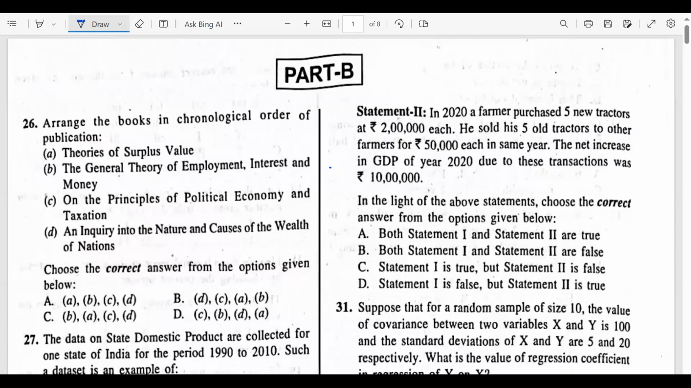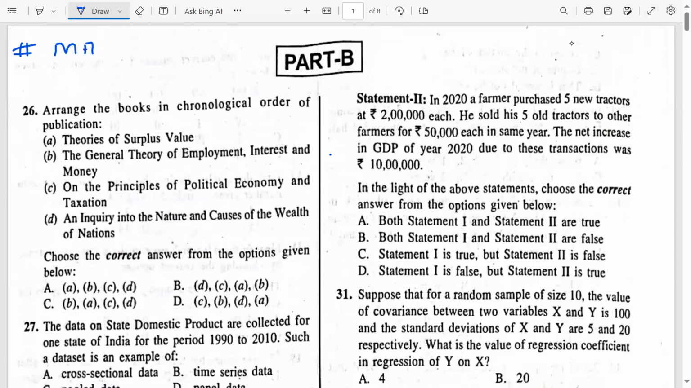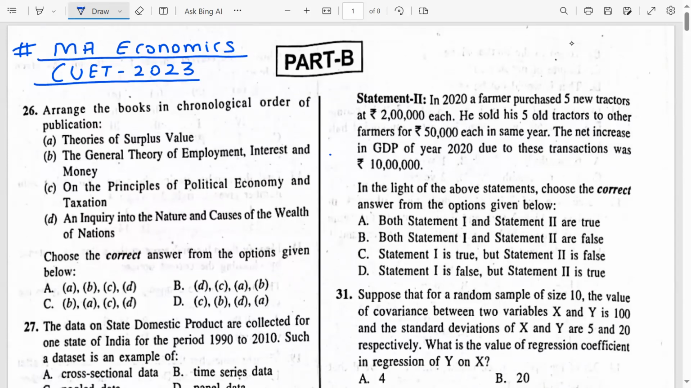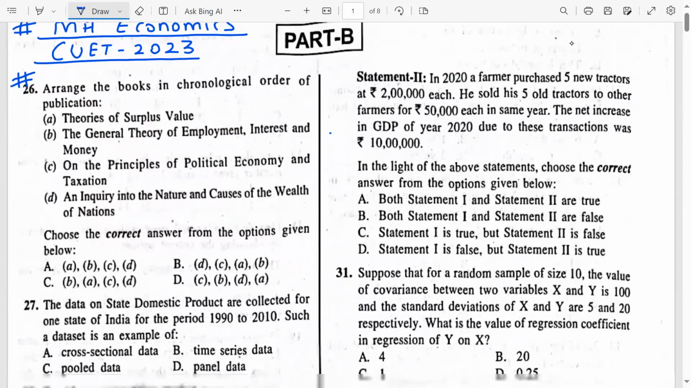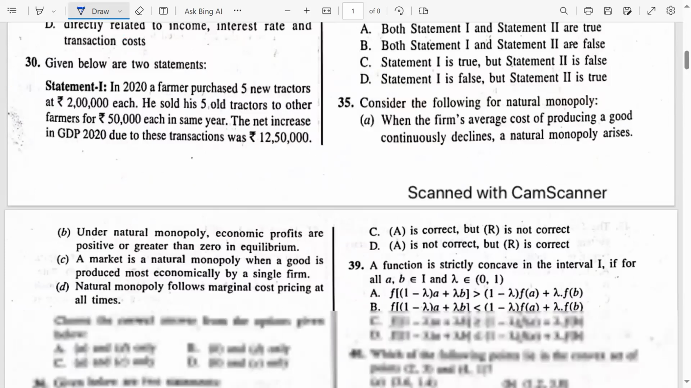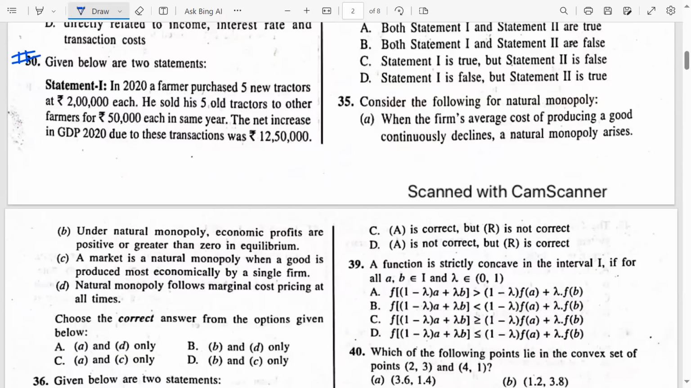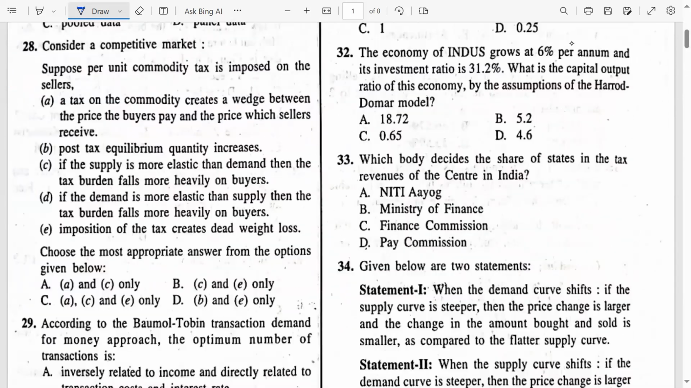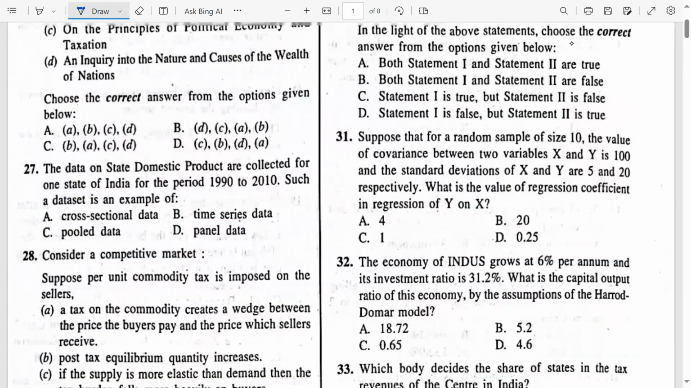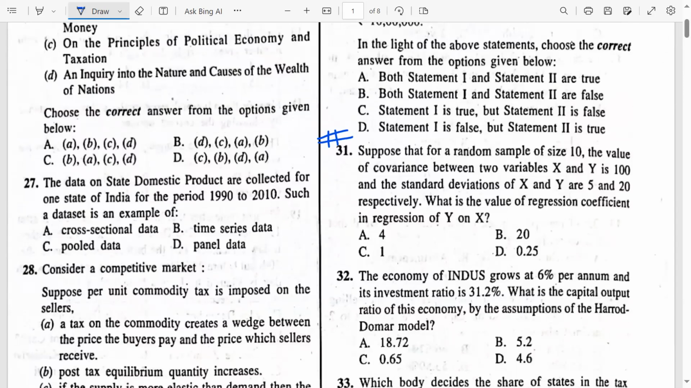Okay, so I hope all students can now see the question paper. This is the MA Economics CUET 2023 paper. And students can recall that in my previous lecture, we had discussed problems from question number 26 till question number 30. We had discussed these 5 MCQs in the previous lecture. In this particular lecture, let's start our discussion with question number 31.